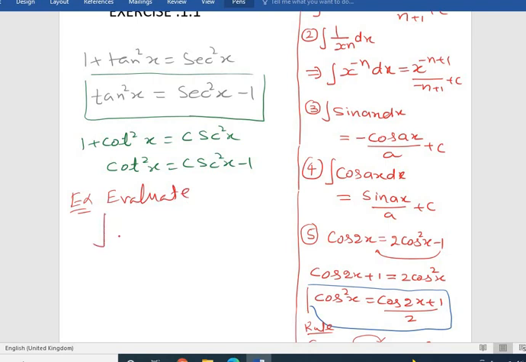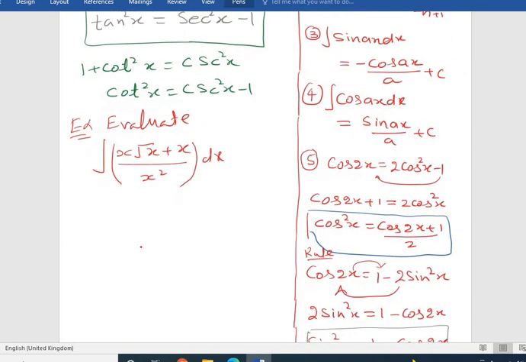Evaluate the integral of (x root of x plus x) divided by x squared dx. This integration is given in your exercise. Use term by term integration and evaluate this one.